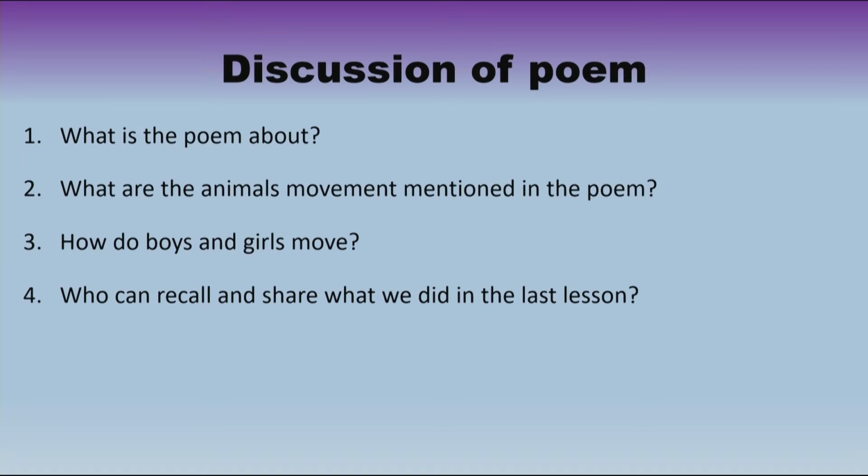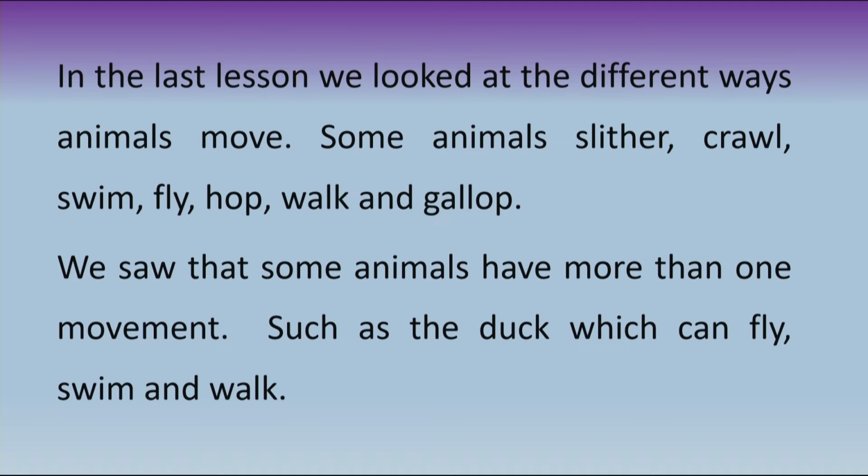Okay, so who can tell me and share what we did in our last lesson? In the last lesson, we looked at the different ways animals move. Some animals crawl, swim, fly, hop, walk, and gallop. We saw that some animals have more than one movement, such as the duck, which can fly, swim, and walk.